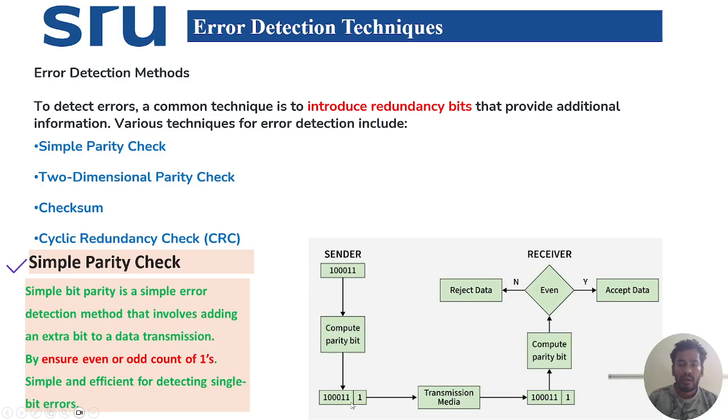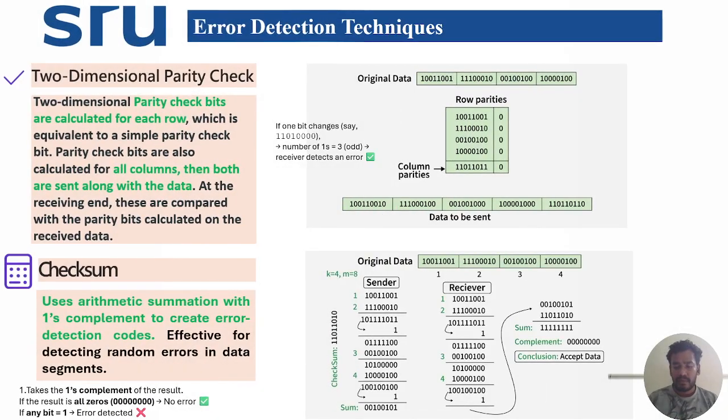Then at the receiver side we check it once again, whether the received data has an even number of ones. If the count is even, the data is reliable and acceptable. If it is not an even number, it is rejected, and we send a notification to the sender side to recheck the data and send it again to the receiver side.